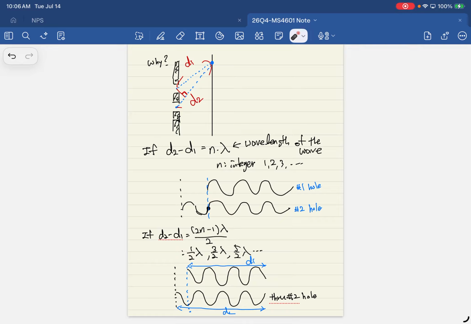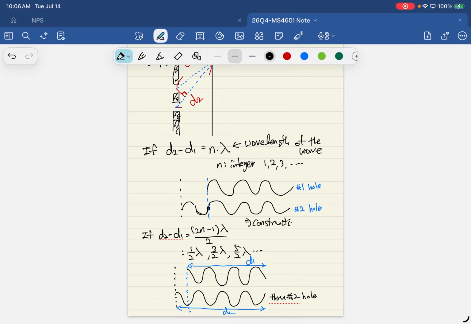When we sum them up at the detector point, in this case we are going to have destructive interference. So again, here constructive interference, and in this case destructive interference.